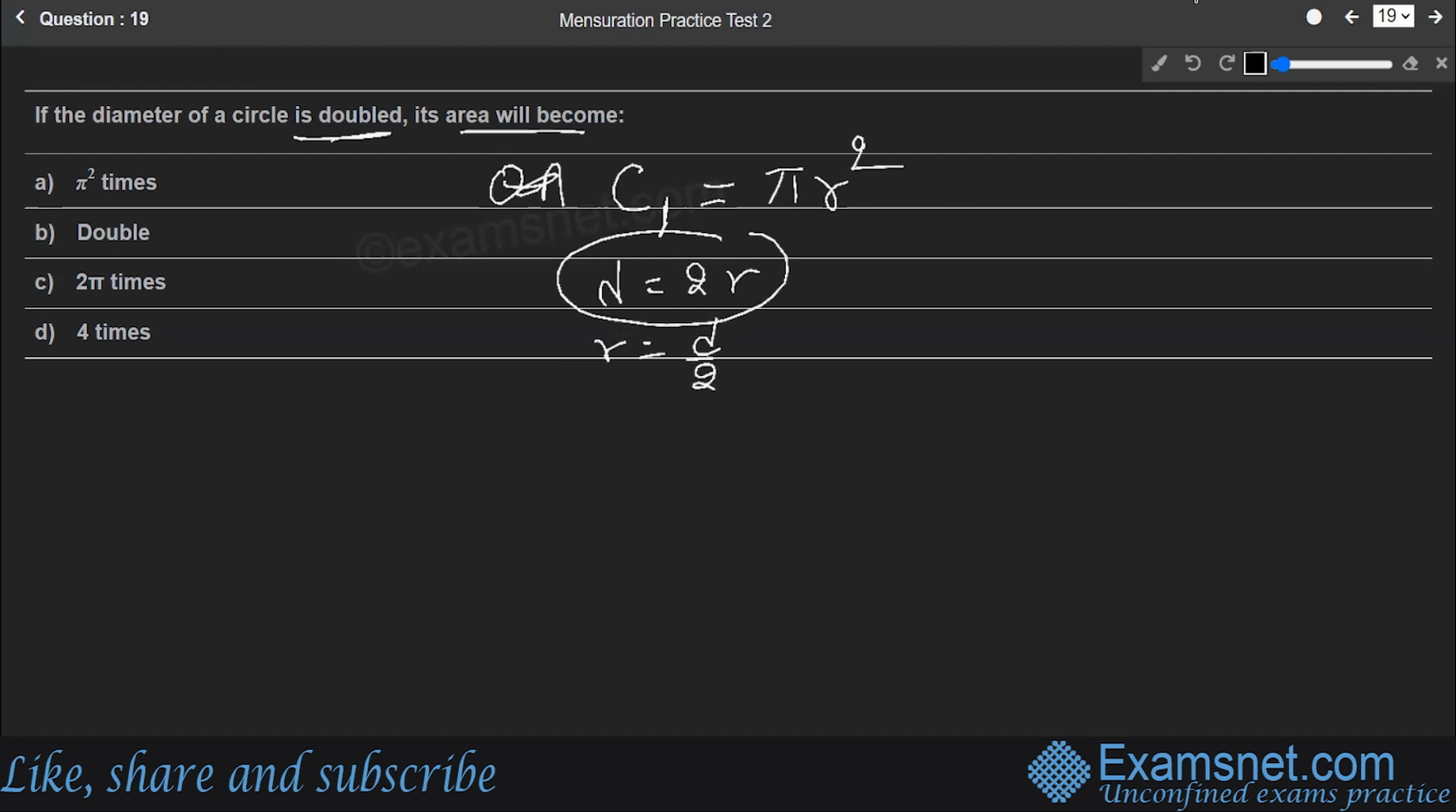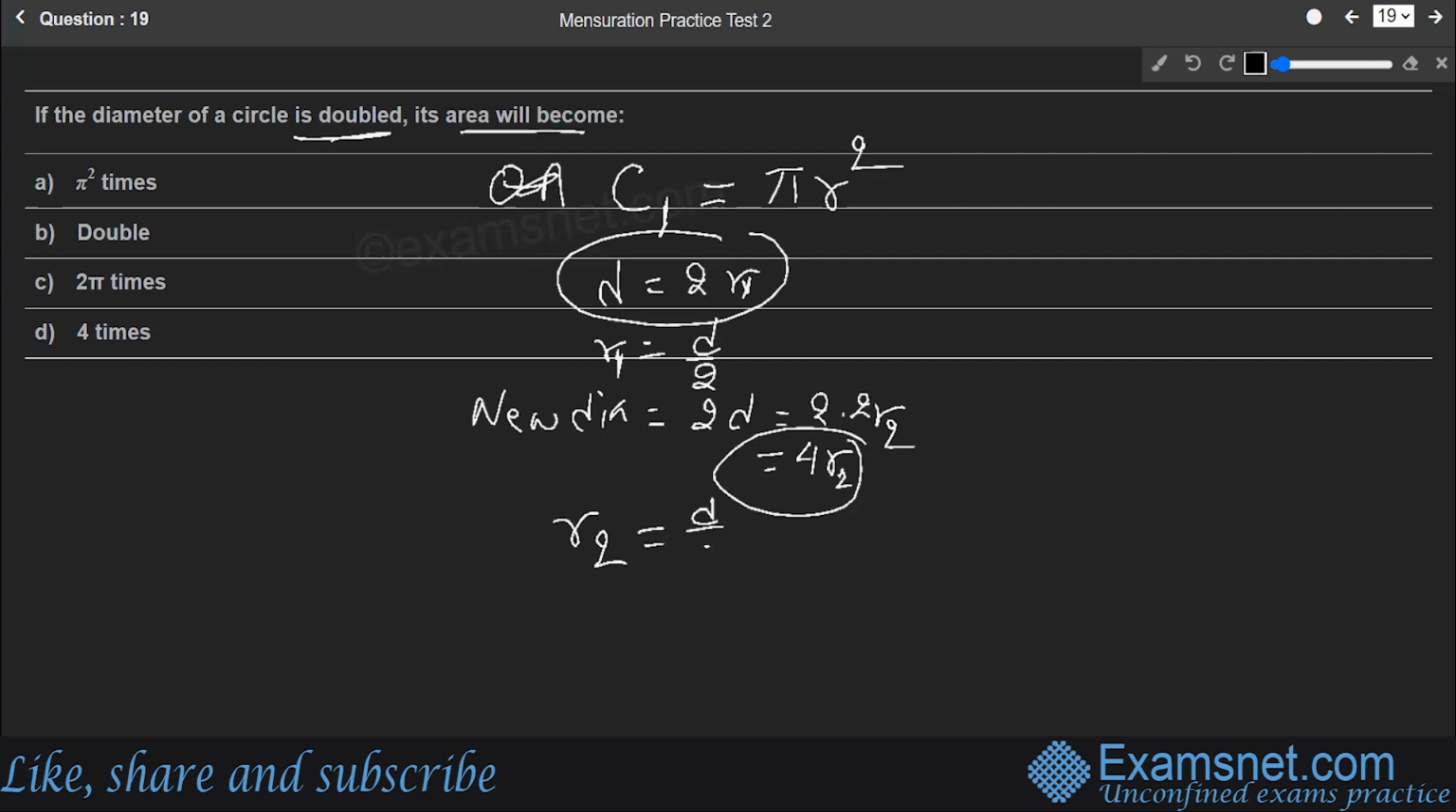Now the new diameter is double, so the new diameter is going to be twice of d. d is always twice of r, so it's going to be 2 into 2r, that is nothing but 4r. So what is the new radius? Let's name them r1 and r2. The new radius is always the diameter divided by 2. The diameter is 4r, so 4r divided by 2 is nothing but 2r. So the radius is also doubled. If the diameter is doubled, the radius is also doubled.